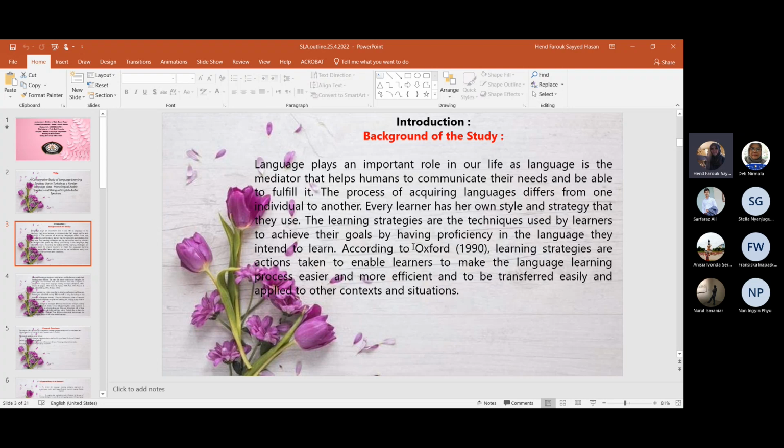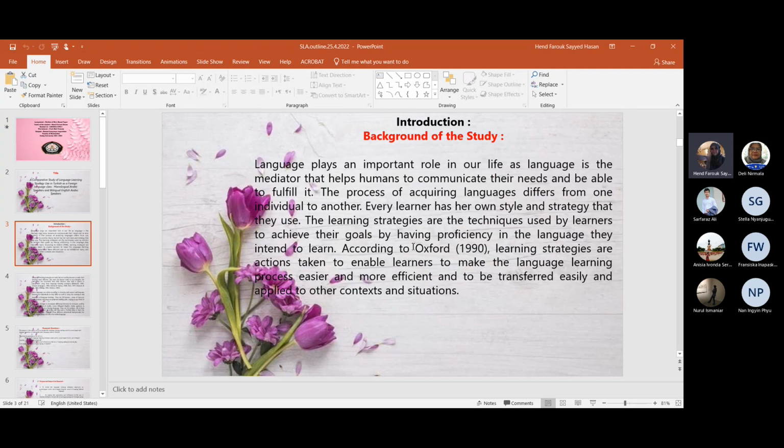The learning strategies are the techniques or the tools that the learners use to achieve their goals by having proficiency in the language they want to learn. According to Oxford 1990, learning strategies are actions taken to enable learners to make the language learning process easier and more efficient and to be transferred easily and applied to other contexts and situations.